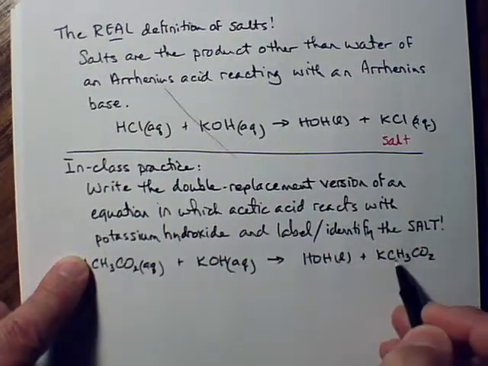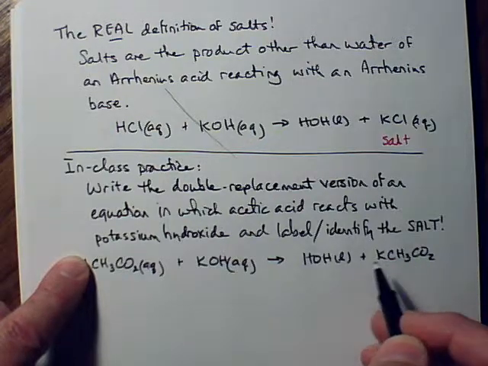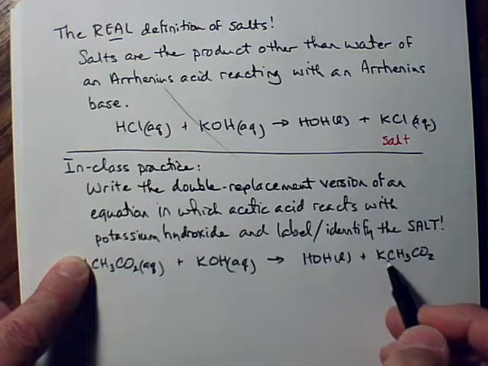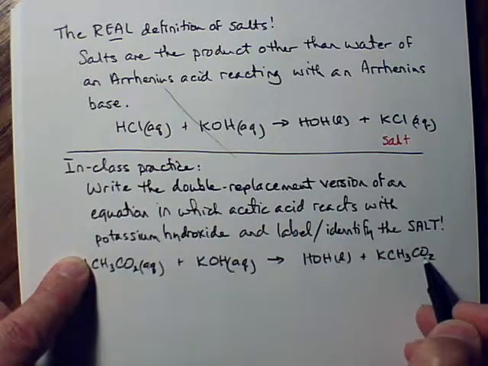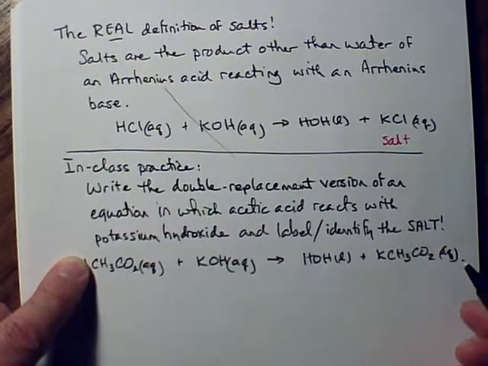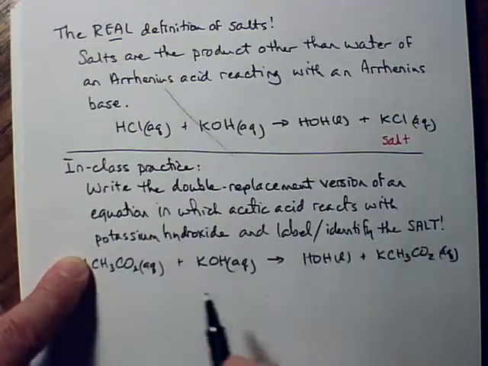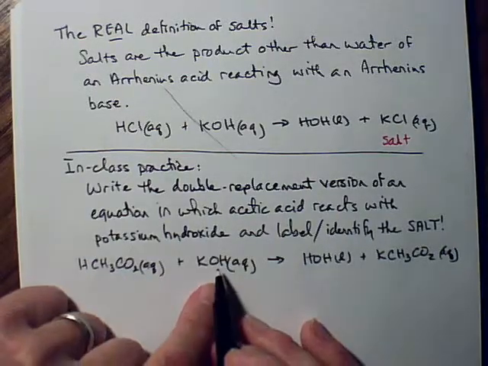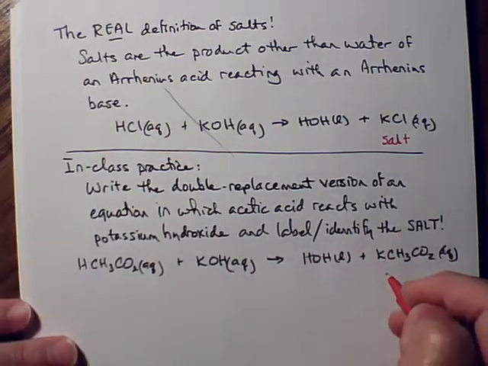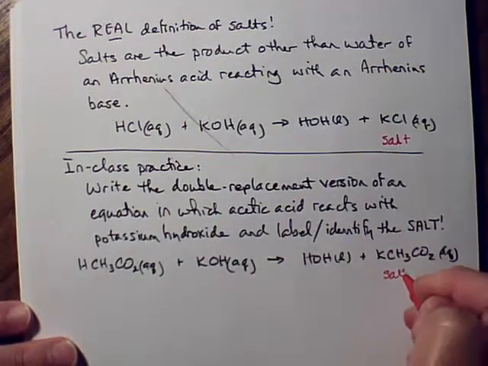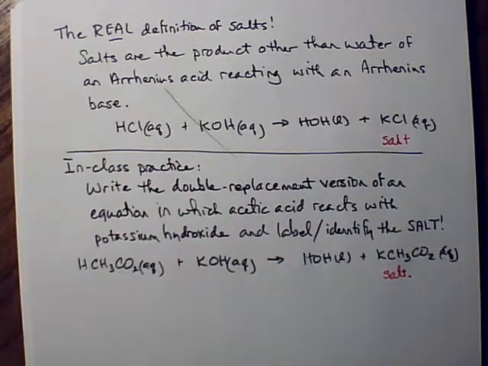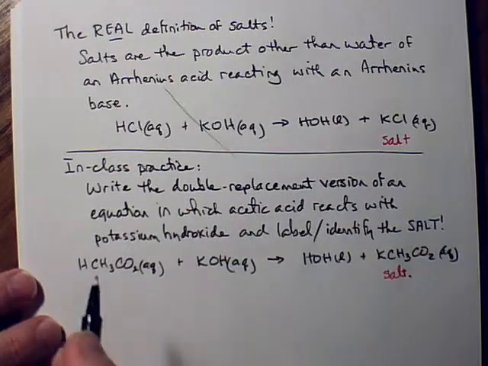We need to be careful to make sure we balance the formulas. Well, hydrogen was 1 plus, hydroxide was 1 negative. That's balanced. Potassium is 1 plus, and acetate is 1 negative, so that's balanced. So the salt is going to be the species other than water formed from this Arrhenius acid and Arrhenius base. And that would be this. Potassium acetate is the salt. Okay? How'd you do? Got it? All right.